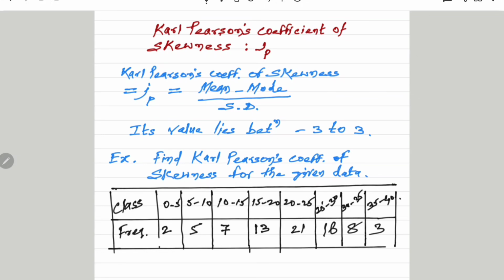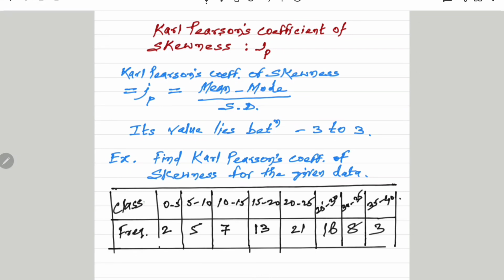It is defined as mean minus mode divided by standard deviation, and its value lies between -3 to 3. To explain, I will discuss one simple problem. The question is, find Karl Pearson's coefficient of skewness for the given data.